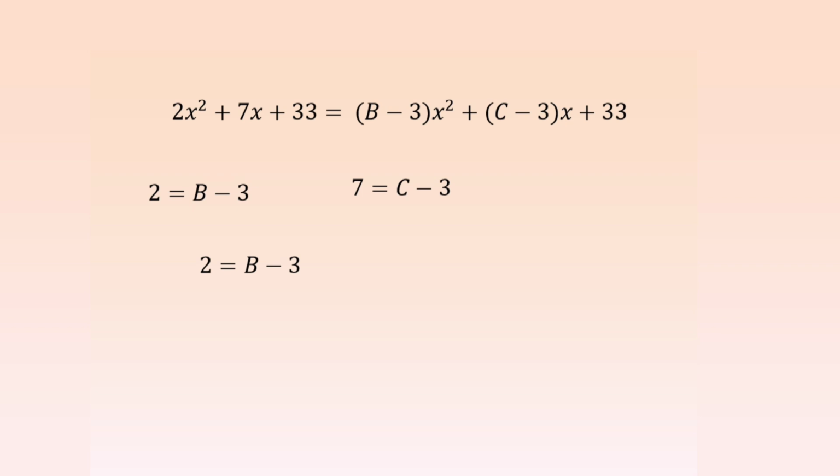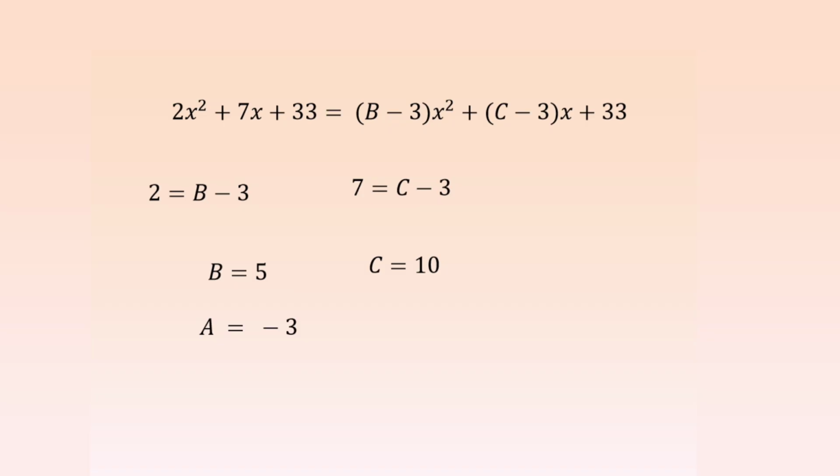Once we have 2 equal to b minus 3, we can proceed and solve for b. Grouping like terms, we have 2 plus 3, which is equal to b, and therefore b gives us 5. Once we have b, we can also find c. So 7 equal to c minus 3, we group like terms, which gives us 7 plus 3, which is equal to c, and therefore c is 10.